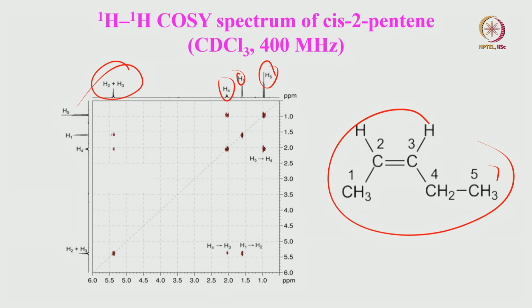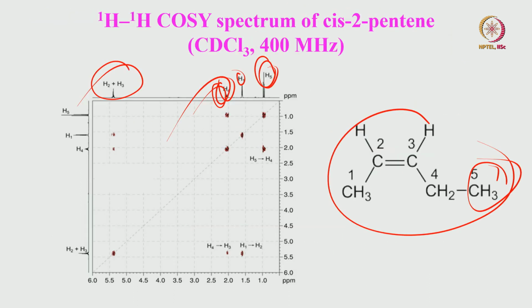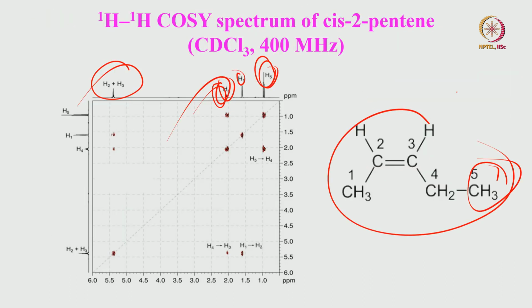COSY we have discussed and we know how to make the assignment. Start with one of the peaks on the diagonal, come vertically down, go horizontally, go vertically, completed the square. I know this proton and this proton are coupled. This is proton 5, this is proton 4. This is proton 4 here. That is why I said it is so complex. It has coupling with various things. Okay, that is also done.